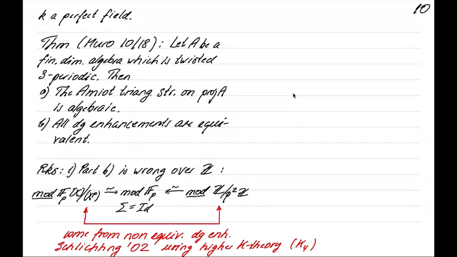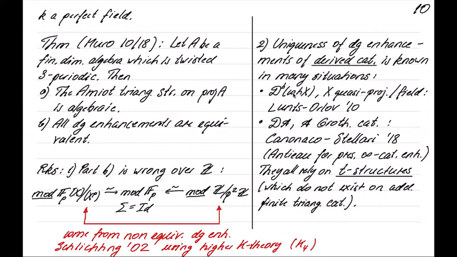Another reason why it's surprising is that there are some uniqueness theorems known for DG enhancements for derived categories. The first theorem of this type is due to Lunts and Orlov. They showed that if we take a quasi-projective variety over a field, then the bounded derived category of coherent sheaves on this variety has a unique DG enhancement. And this has been generalized to unbounded derived categories of Grothendieck abelian categories. Here the result is due to Canonaco and Stellari from 2018.